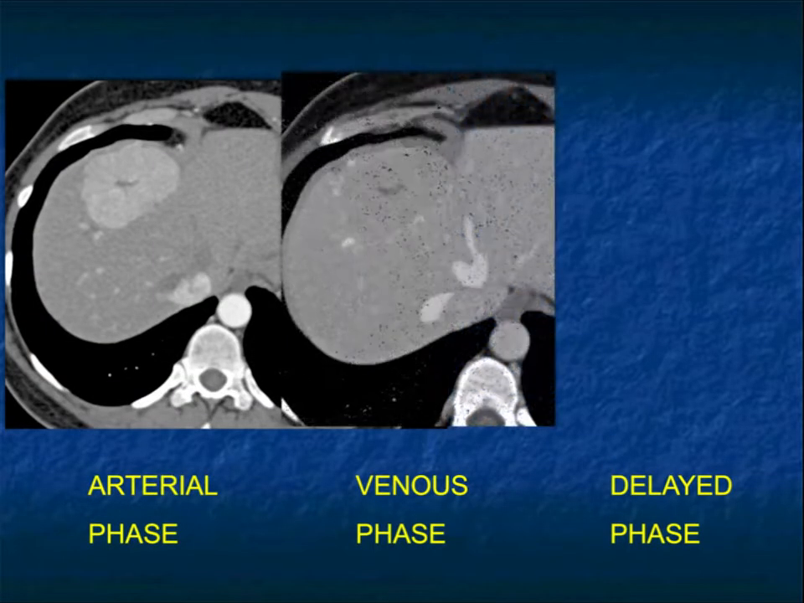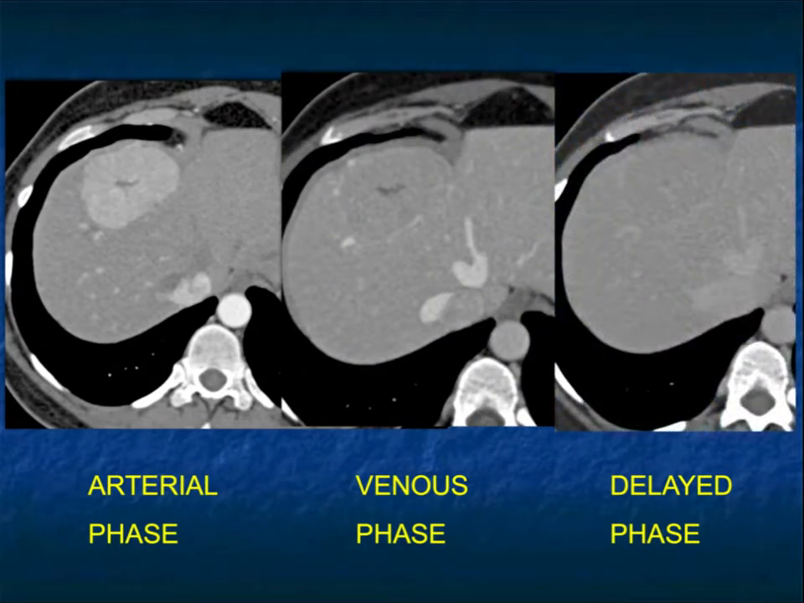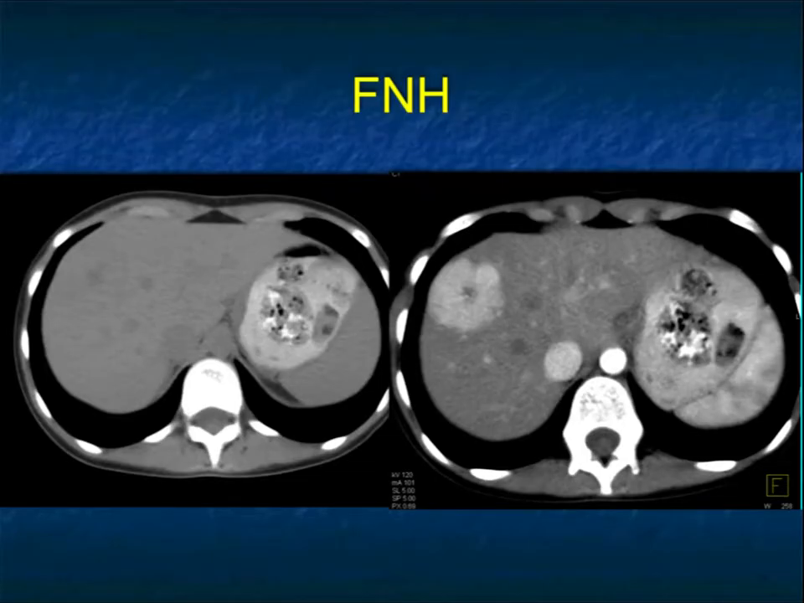And again, arterial to venous to delayed phase imaging. Here you see on delayed, the scar is gone. The lesion's borders, if you look hard, can be seen, but the lesion is essentially gone. Just a beautiful example of focal nodular hyperplasia.